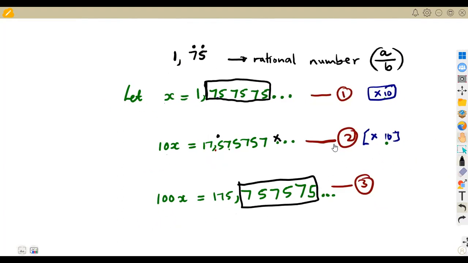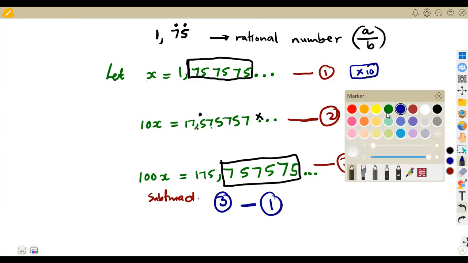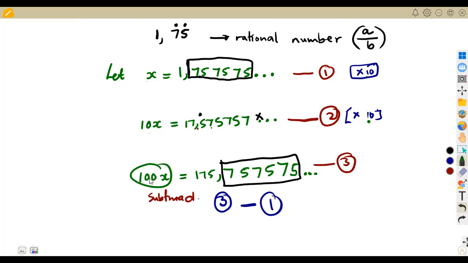So you are going to subtract your equations. To subtract, remember, is to get rid of these numbers, to remove them from our equations. Since we saw that it is the same from equation 1 and equation 3, it's going to be equation 3 minus equation 1. Equation 3, which is this side, is 100x, and equation 1 is x.